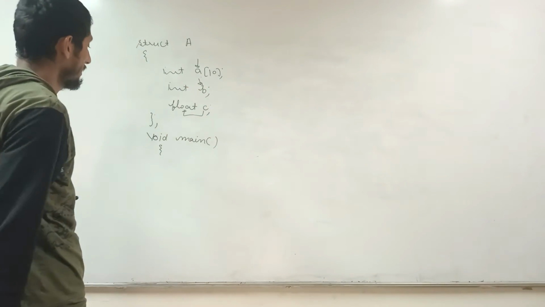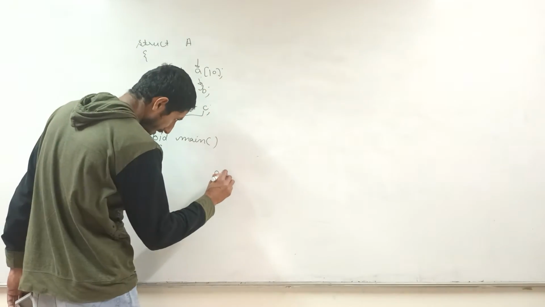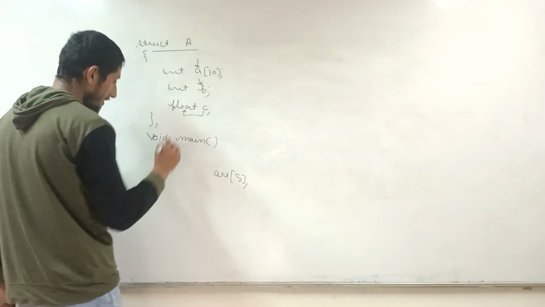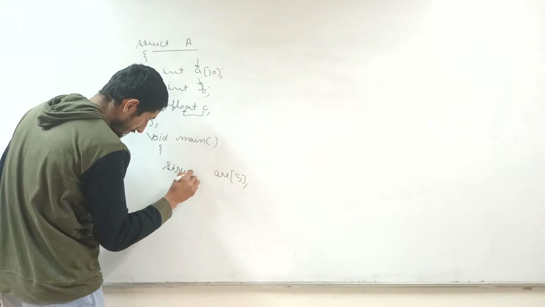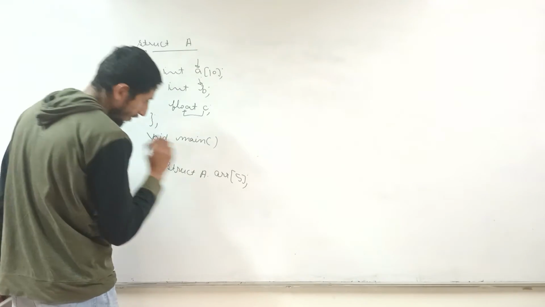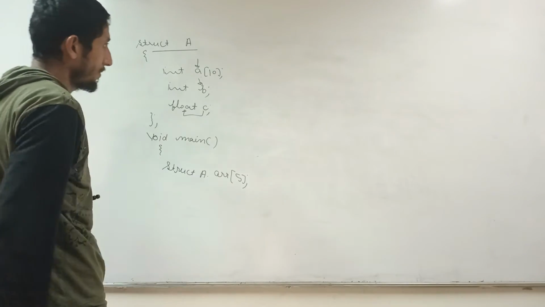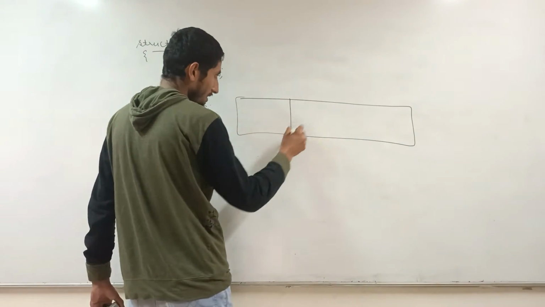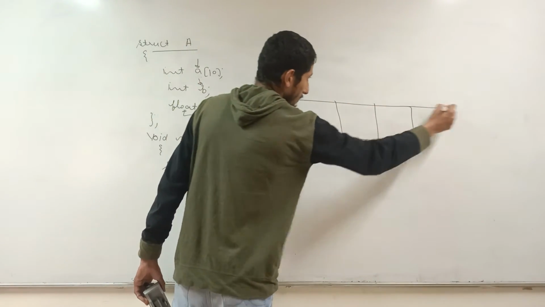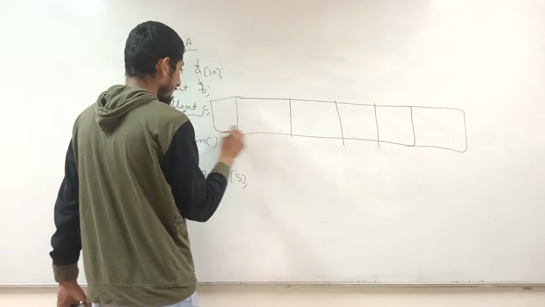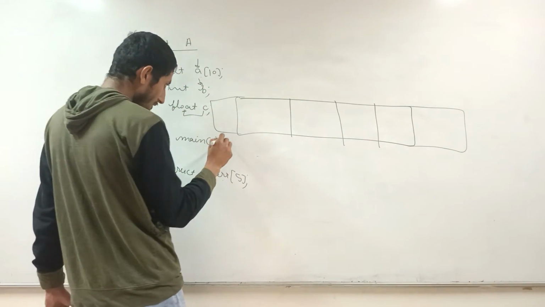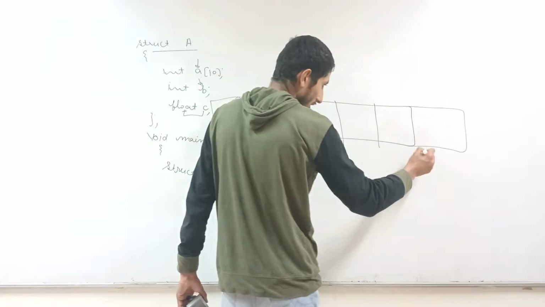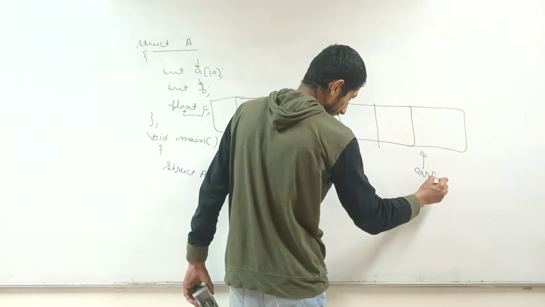So let me take an array. The name of the array is ARR, having size 5, and the type is struct A. So what is the meaning of this, from the memory point of view? You have 5 blocks: block number 1, block number 2, block number 3, block number 4, and block number 5. The name of the first block is ARR0. The last block is ARR4.